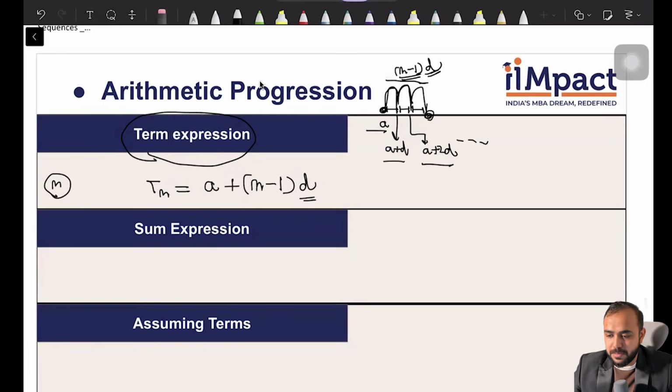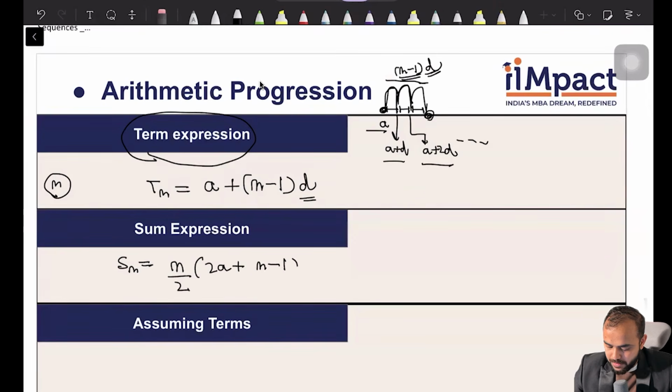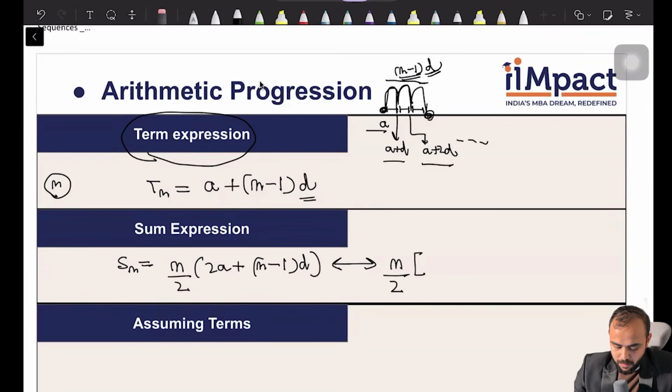The summation expression for an arithmetic progression would also be described in a similar way with a, n, and d. These are the three variables that we are going to play upon. So Sn is going to be n by 2 times 2a plus n minus 1 into d. This formula can be rearranged into saying that Sn is equal to n by 2 times the sum of the first term and the last term.